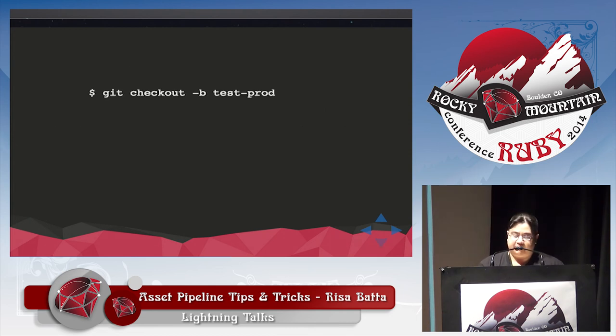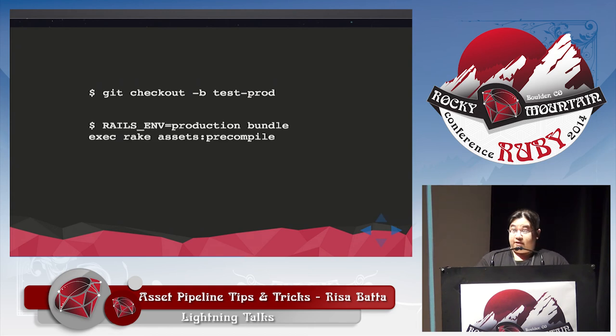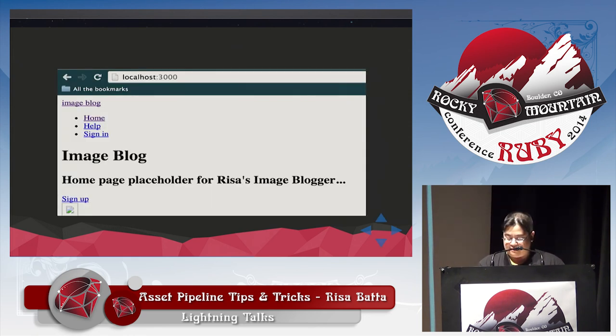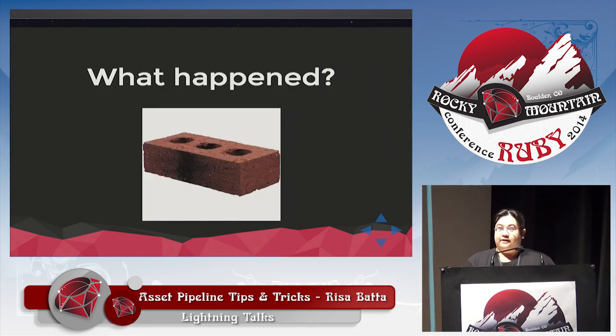So then you do git checkout -b test_prod, otherwise known as, you know, checkout a new branch. Let's call it test_prod. And then you're going to compile your assets by doing RAILS_ENV=production bundle exec rake assets:precompile, click, and it breaks. So what happened? This happened. That's WEBrick. That's probably the best image of WEBrick out there, because it is the dumbest web server out there.